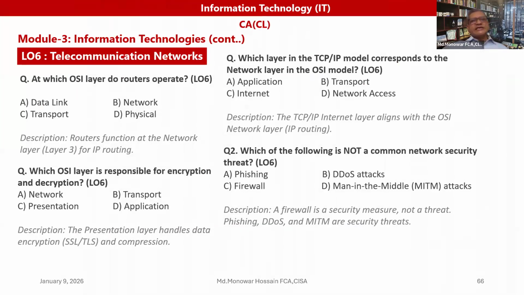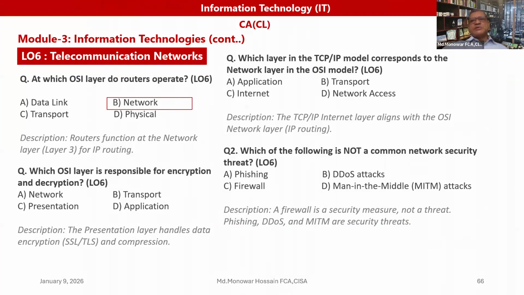At which OSI layer do routers operate? We know network, because it is layer 3. Routers function at the network layer for IP routing. So the network layer is the OSI layer where routers operate. Answer B.